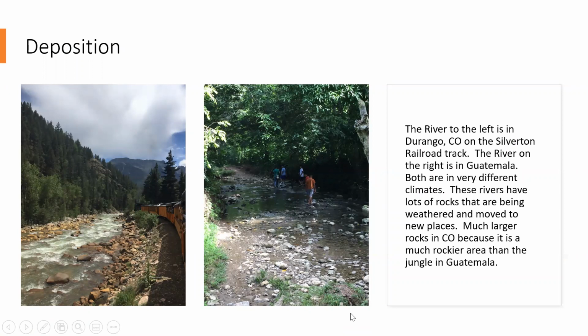The river to the left is in Durango, Colorado, on the Silverton Railroad track, and the river on the right is in Guatemala. Both are very different climates, and these rivers have lots of rocks that are being weathered and moved to new places. You can tell that there are much larger rocks in Colorado on this river because it's a much more rocky climate, and it takes much longer for the rocks to be moved and erode into smaller ones further down the river. While in Guatemala, there's more gravel and sand and smaller rocks because the rocks don't start out as big because there's not many rocky mountains here in the jungle.